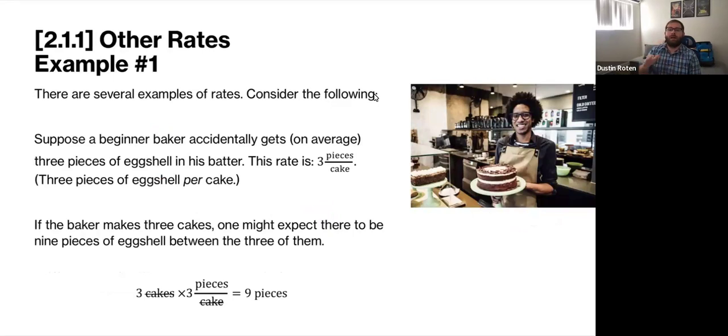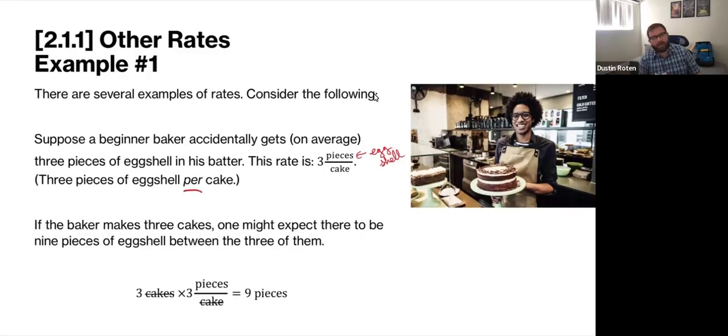Just as an example, here's a rate that I used to use when I taught statistics and we were doing Poisson distributions, which involves rates. So suppose a beginner baker accidentally, on average, gets 3 pieces of eggshell in his batter. Okay, so this rate is 3 pieces per cake, or 3 pieces of eggshell. Okay, and that'll be on average 3 of those in each cake. And of course, that's to be read per.